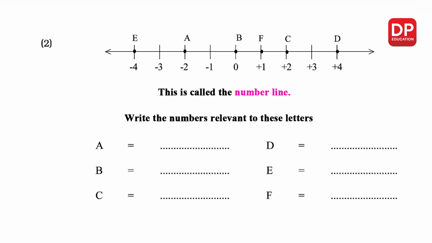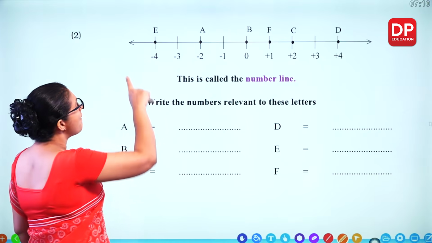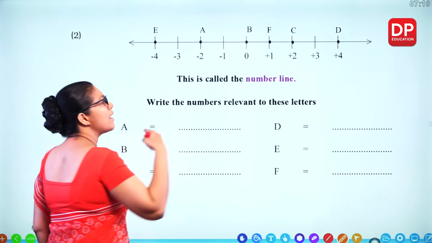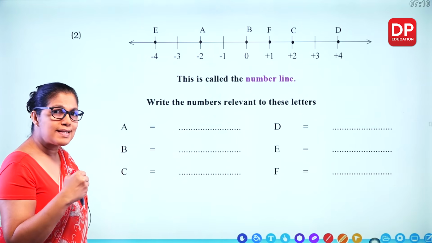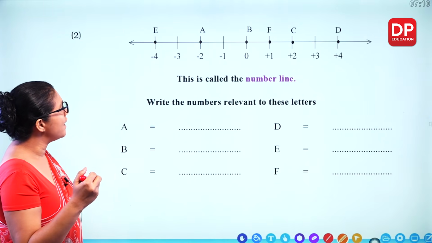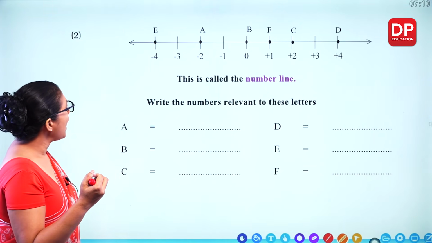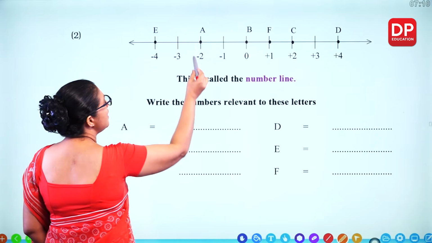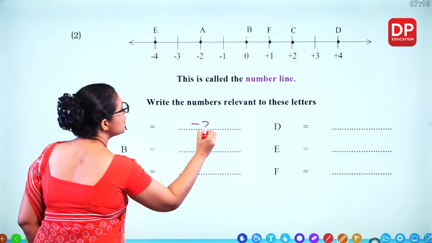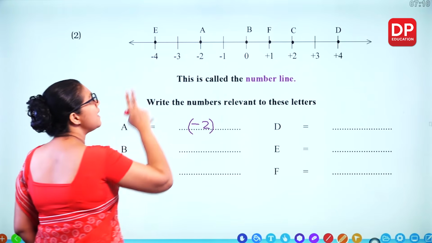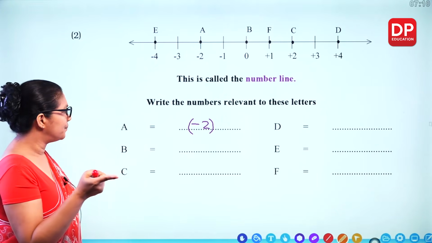What do you call this line? Number line. This is called the number line. So initial point, and towards right side you get positive values. Towards left side you get negative values. Write the numbers relevant to these letters. A. A is here. That means minus 2. That means 2 places to the left from 0.